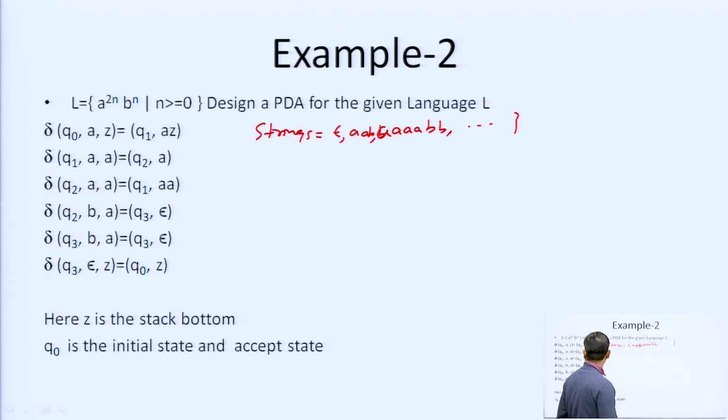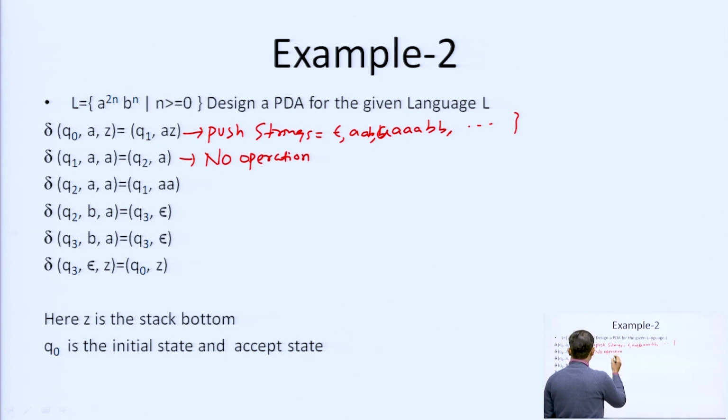So, here the concept is that in Q0, with A and Z, the first A we have to push into the stack, then for another A we have a no operation, then another A we push again, like that loop. Another A no operation, then push, like that this will continue. When B comes, then you have to pop A from the stack. So, this is the push operation, and this is the no operation, no need to push or pop. Then here it is a push operation. Then here this is pop and this is pop and this is accept.